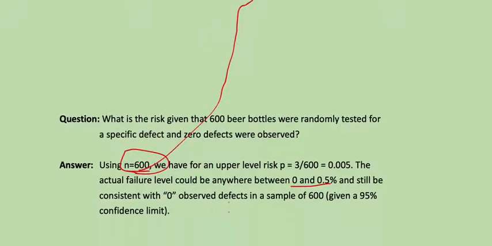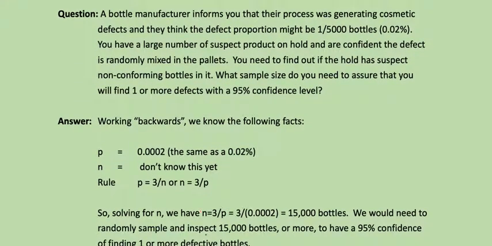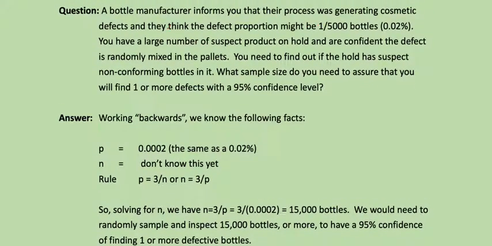Okay, let's go to another example. We've got the same bottle manufacturer, and he informs you that their process was generating cosmetic defects, and they think the defect proportion might be 1 in 5,000 bottles. That's 0.02%. You have a large number of suspect product on hold, and you're confident the defect is randomly mixed in the pallets. You need to find out if the hold has suspect non-conforming bottles in it. So what sample size do you need to assure that you will find one or more defects with a 95% confidence level?